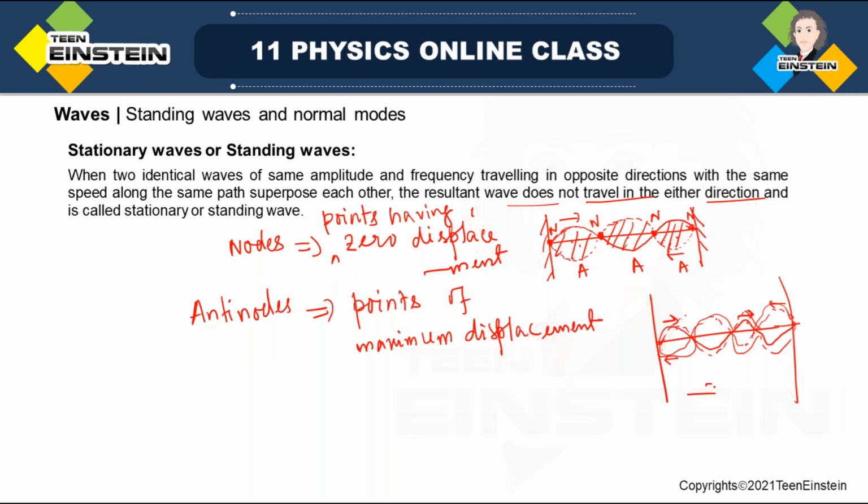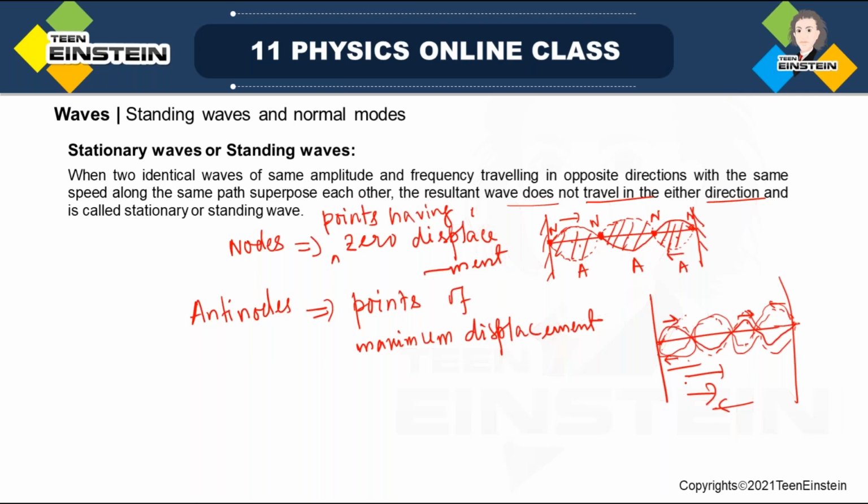The original wave and the reflected wave will superpose to create one standing wave, and again those two will get reflected back from both sides and then superpose again to give you a standing wave. So this is actually a continuous process. It will go on happening.